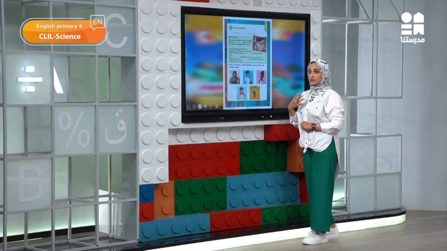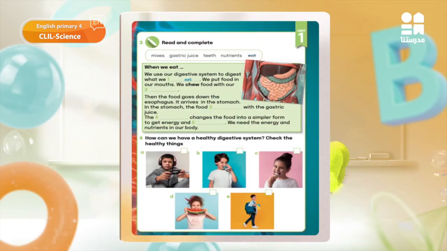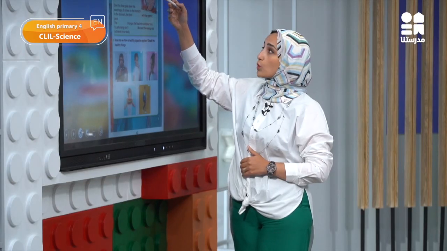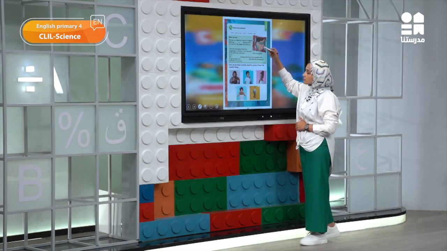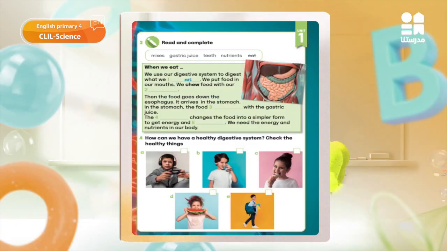It's a picture of the digestive system. Great. What organs can you see? Look here. Yes. Here is the stomach. Yes. The small intestine here inside. The large intestine around. Yes.